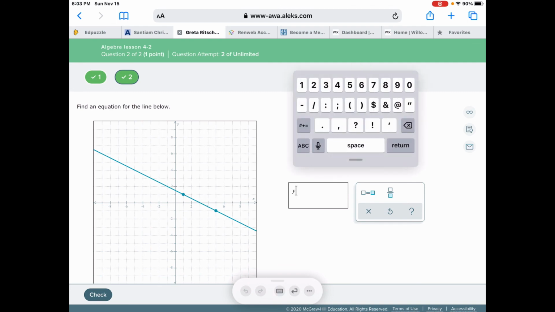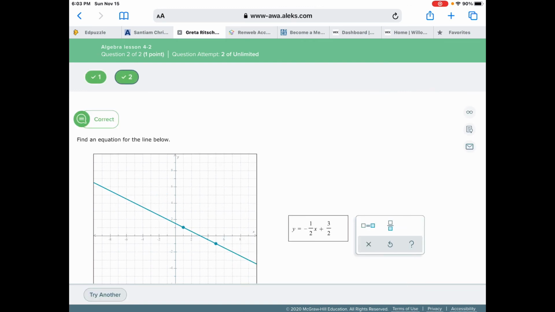Y equals negative 1/2 x plus 3/2. Check.